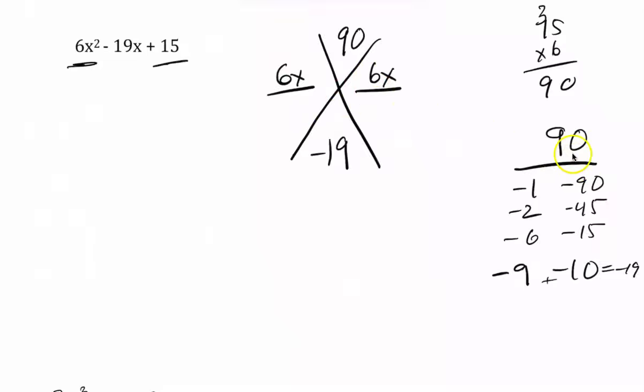So if you're like, oh, I know the two things that multiply to get 90 but add to negative 19, you just skip all this step and just put it here. Negative 9 and 10. You can't skip the next step though. You do have to reduce it.